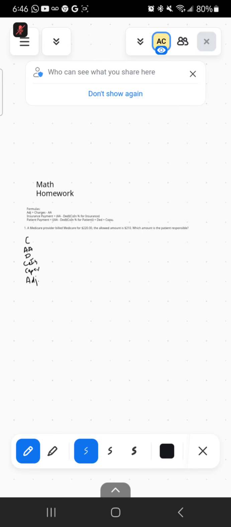Patient. So it says billed or charge 220, allowed 210. Deductible doesn't mention, so we could say 0 because it doesn't say anything. Co-insurance doesn't say, but it says Medicare, so you can know that it's Medicare. Co-payment doesn't say, so you assume 0. And adjustment, we're gonna calculate it. Charges minus.